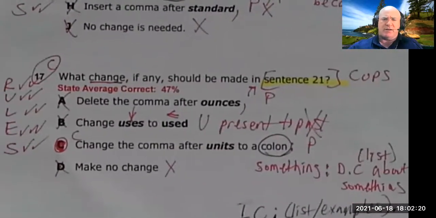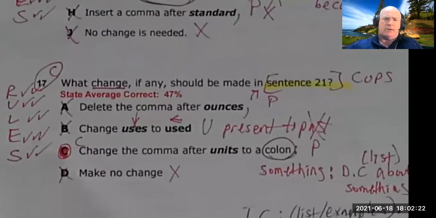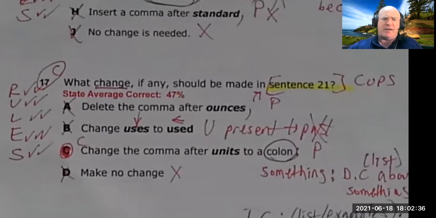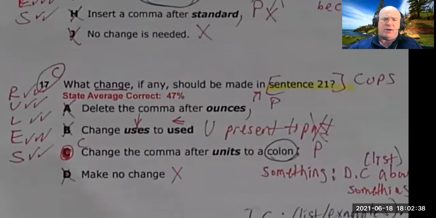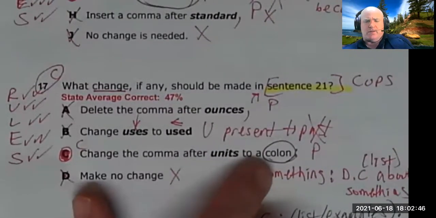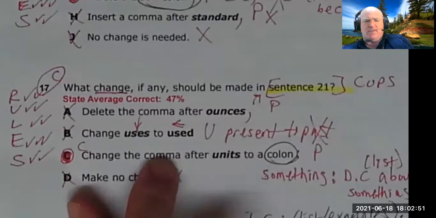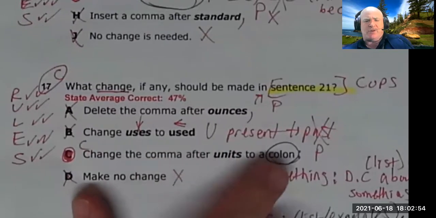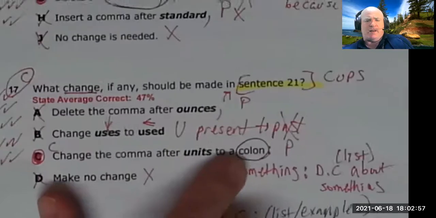This was question number 17 on the 2021 test for Texas that was taken in April, and the state average was 47. That means more than half of the kids did not know how to correctly apply a punctuation mistake that needed a colon because it had a comma, but it needs to be converted to a colon. So we'll find out why.